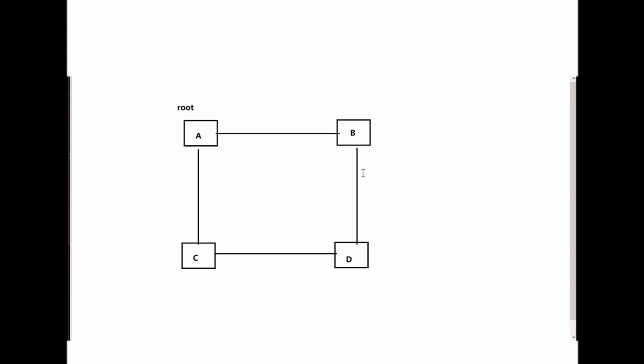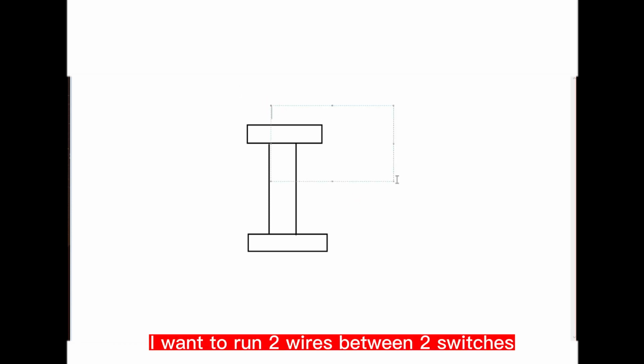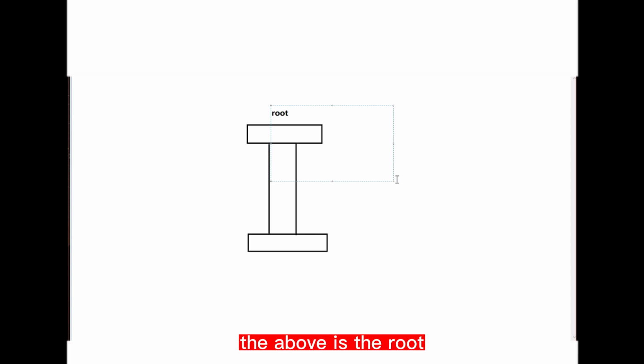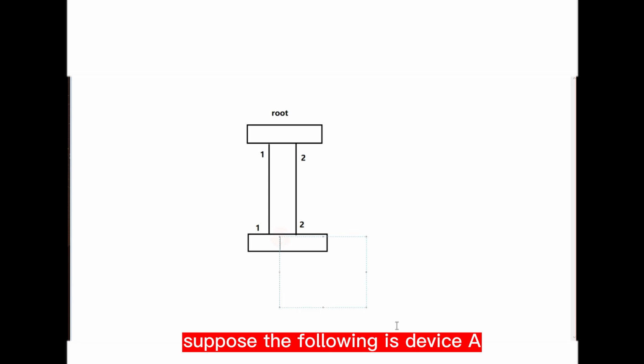What's going on? I'll draw another picture to explain. For example, we only have two devices right now. I'll make a redundant circuit for it. I want to run two wires between two switches. The one above is the root. This is 001. This is 002. So now let's compare. Suppose the one below is device A.